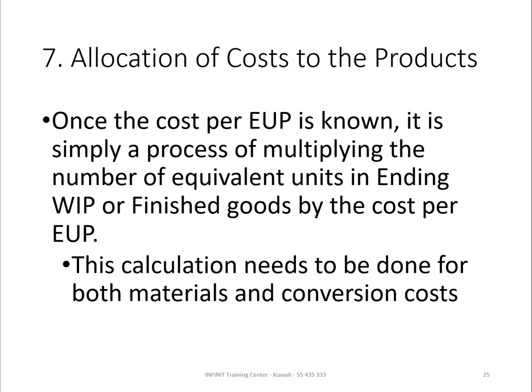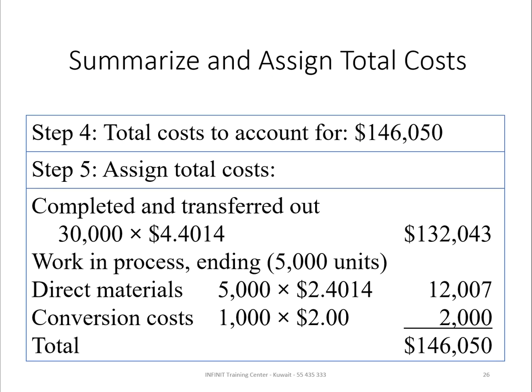Now what we will do is the allocation of cost to the products. We now know the per unit cost of EUP. What next is, we have to find out how many units are there in finished goods and how many units are there in work in progress, and we have to allocate the total cost between these two types of inventories. So in step 4 we got the total cost, and in step 5 we assign the total cost. How will we do that?